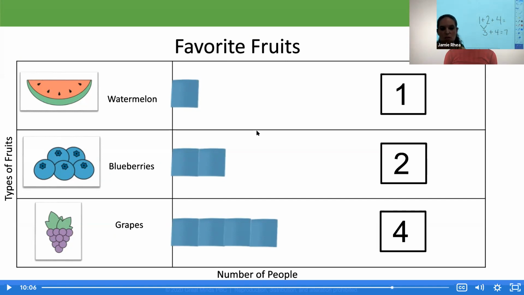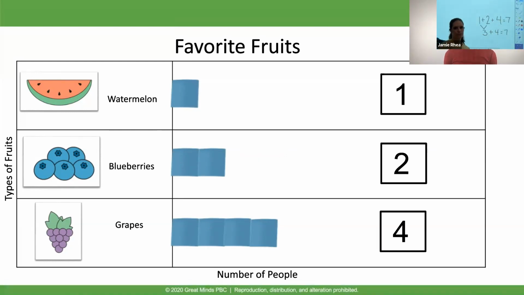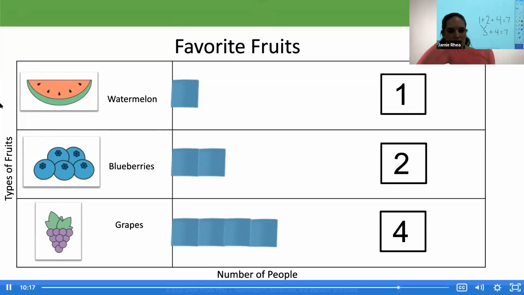Did you do it that way, or did you do it a different way? Could you count all the sticky notes on here to solve? Yeah, you could. Welcome back. So, how many people like watermelon, blueberries, and grapes all together? 7. Let's count the sticky notes. 1, 2, 3, 4, 5, 6, 7. Bada boom, bada bang, you got it.